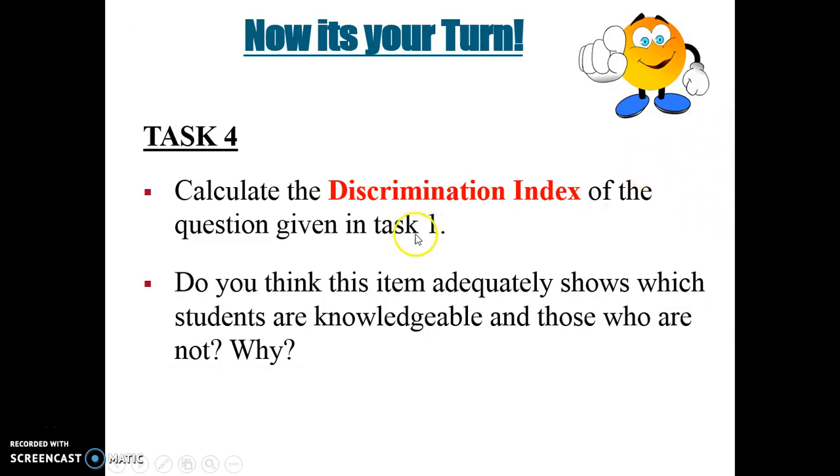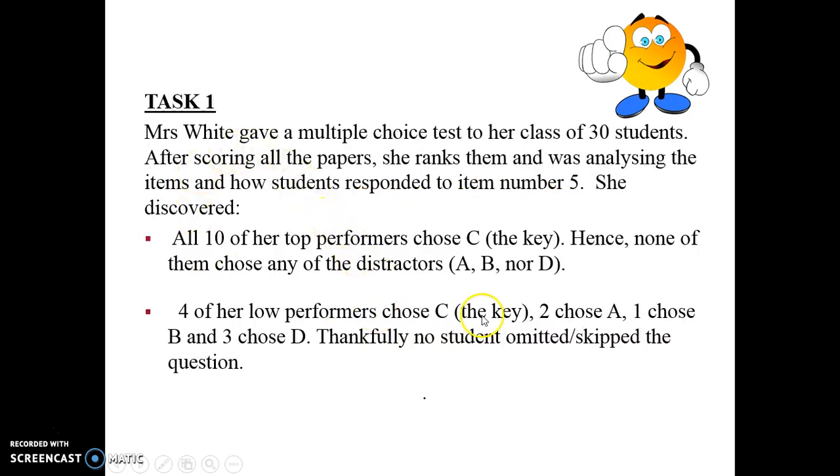So let's do some calculations. The question says, calculate the discrimination index of the question given in task 1. That's the question we did in our face-to-face class on difficulty index. So we are going to go to that item and work it out. It also says that we should tell if the item adequately shows which students are knowledgeable and those who are not, and why. All right, so let's look at the question again.